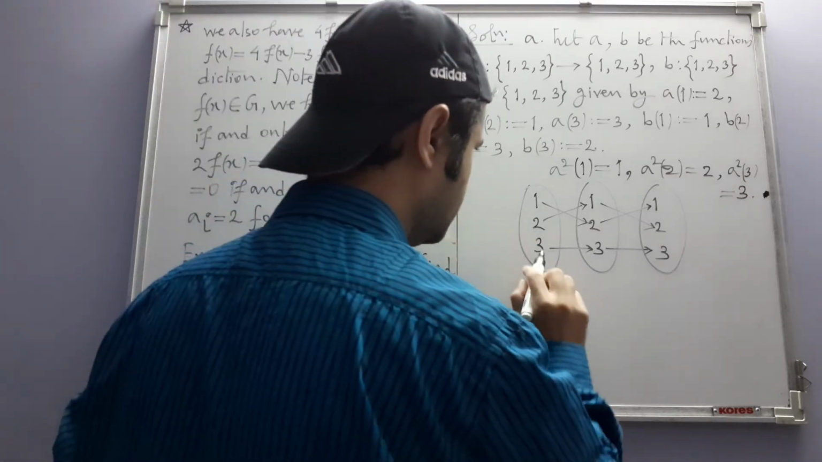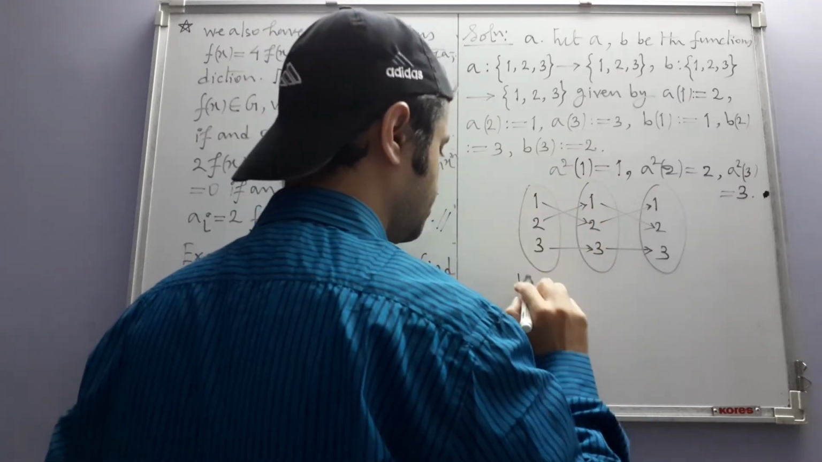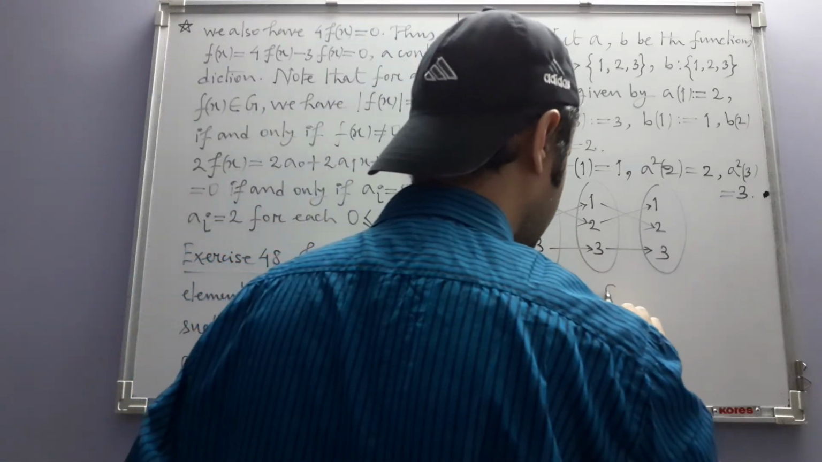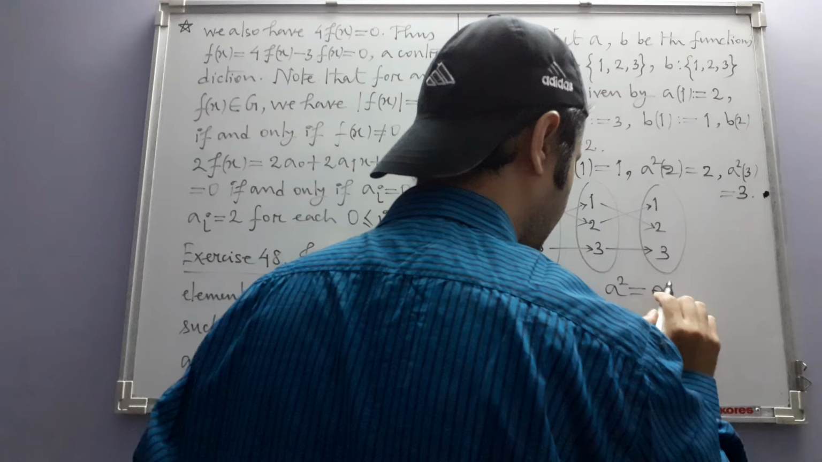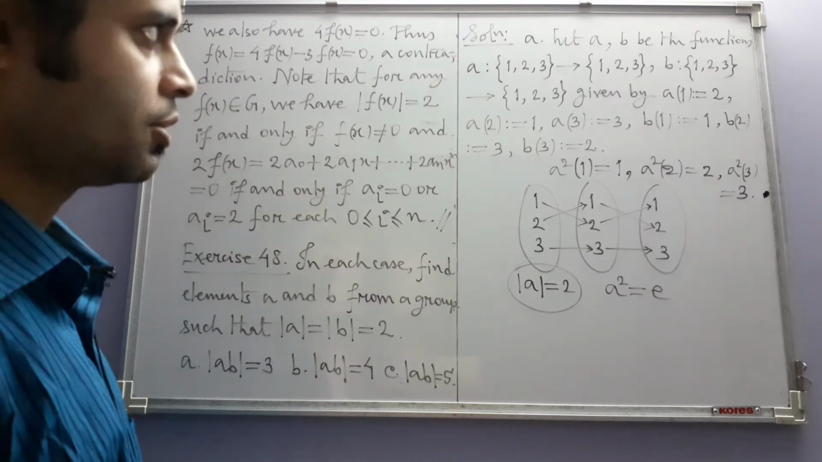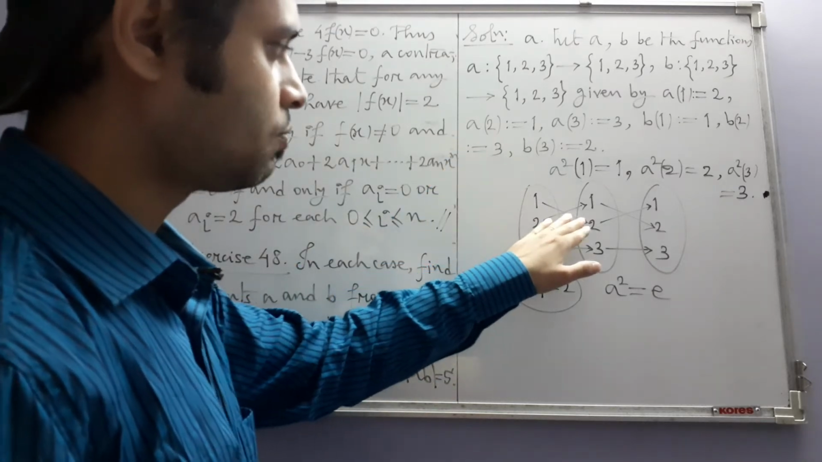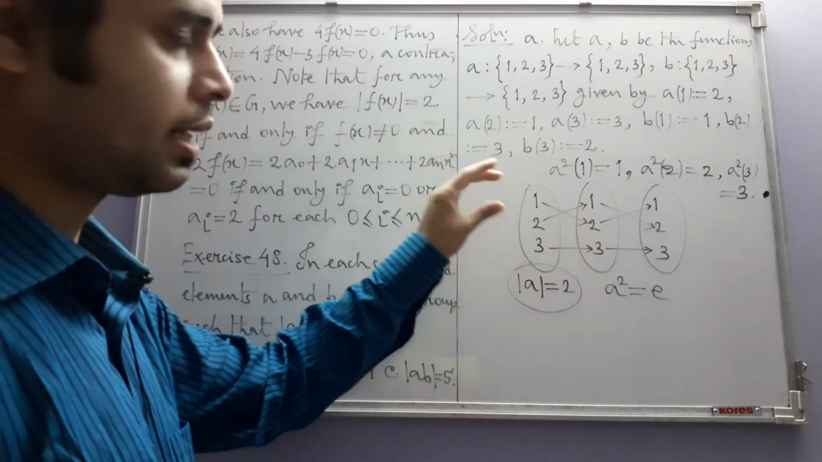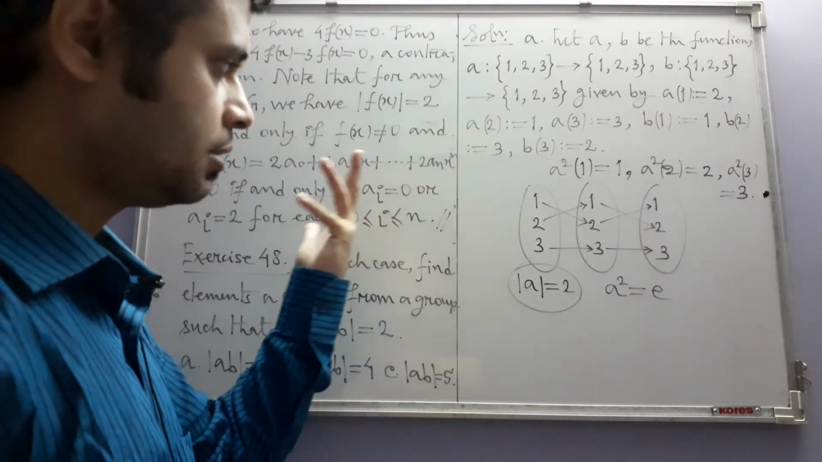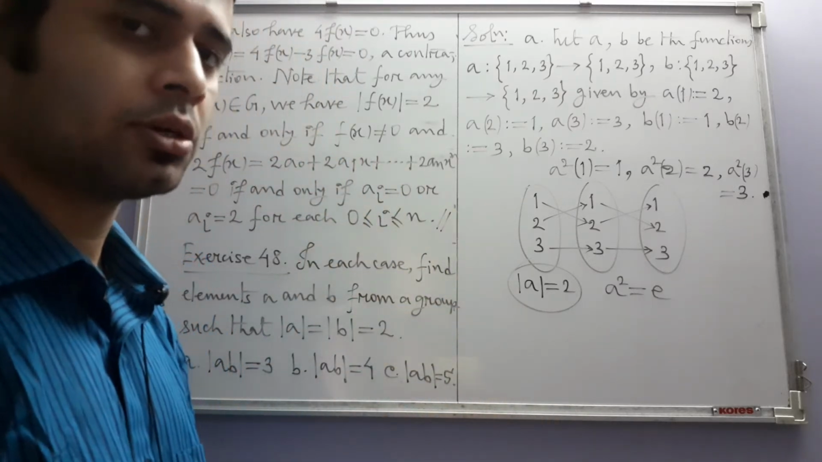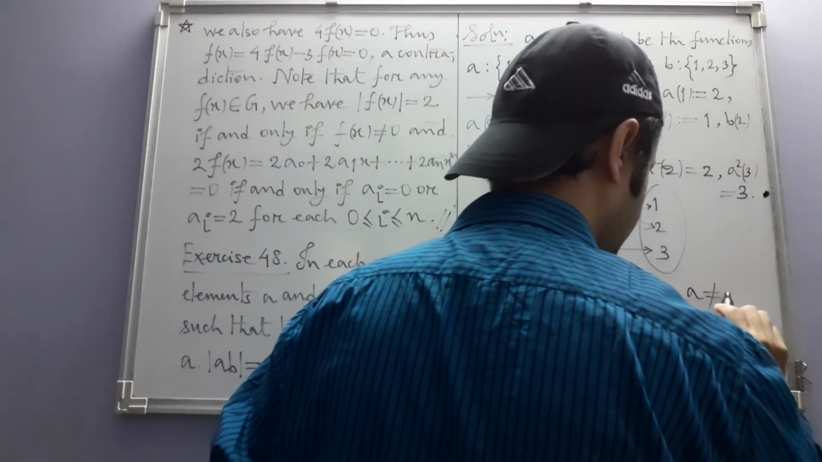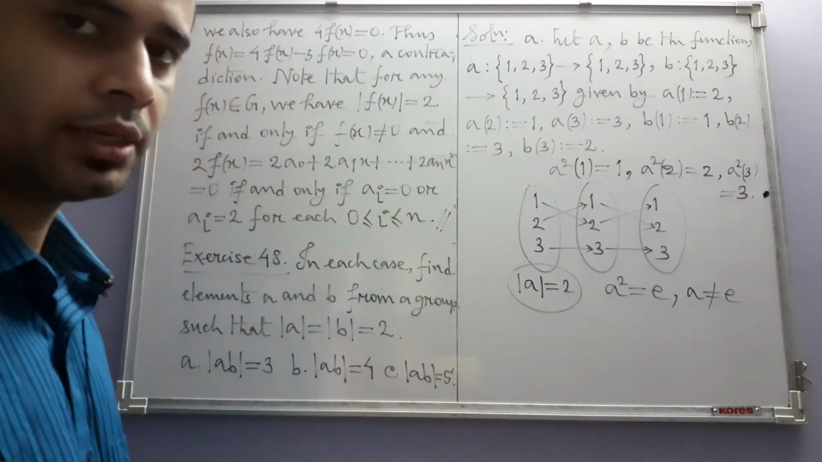So that tells us that order of A is 2. In fact, that actually tells us that A square is that identity mapping. But since A itself is not the identity mapping, because it does change something, right? It changes 1 to 2 and it changes 2 to 1. The identity mapping does not change any element. It keeps everything fixed. It maps 1 onto 1, 2 onto 2 and 3 onto 3. So that combined with this tells me that the order of A is 2.